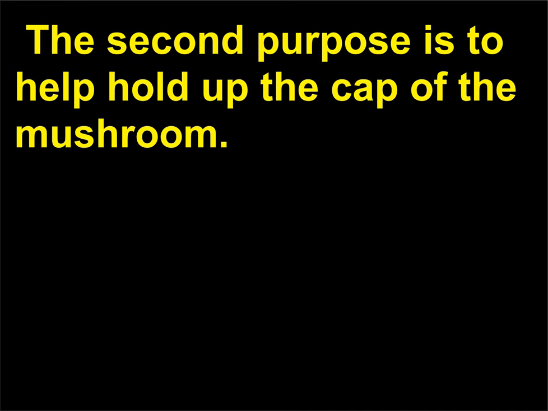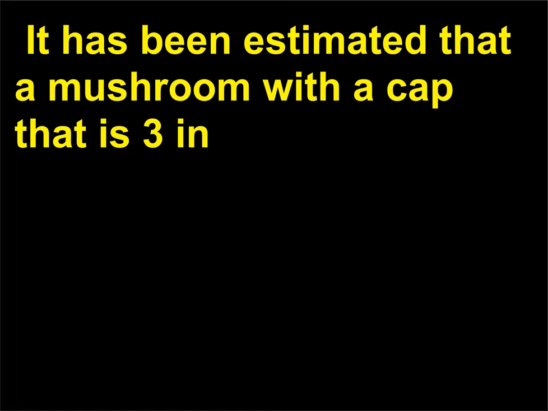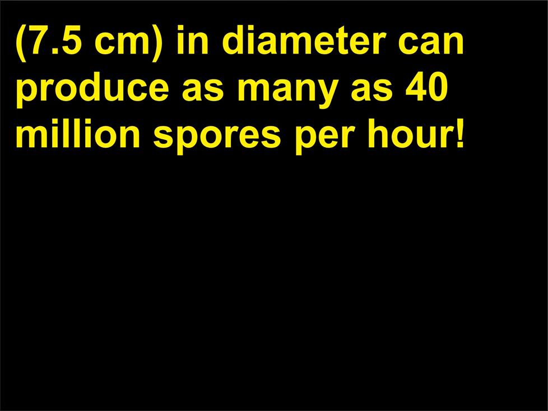Spores are produced in the basidia, specialized cells that line the surface of the gills. It has been estimated that a mushroom with a cap that is 3" × 7.5 cm in diameter can produce as many as 40 million spores per hour.